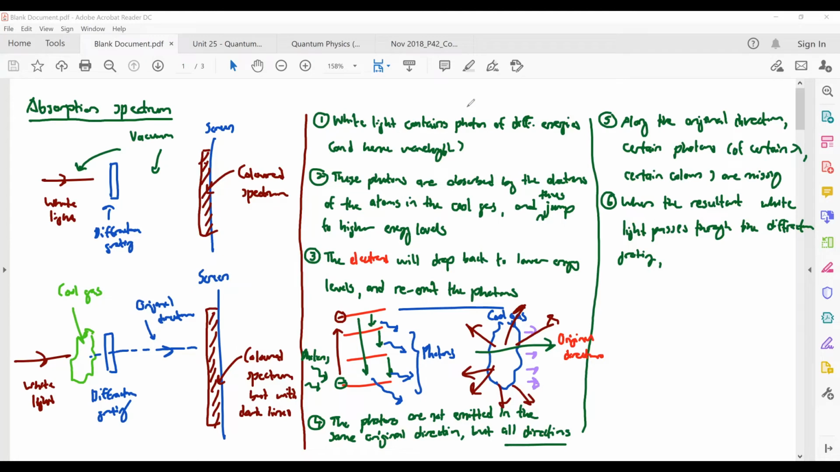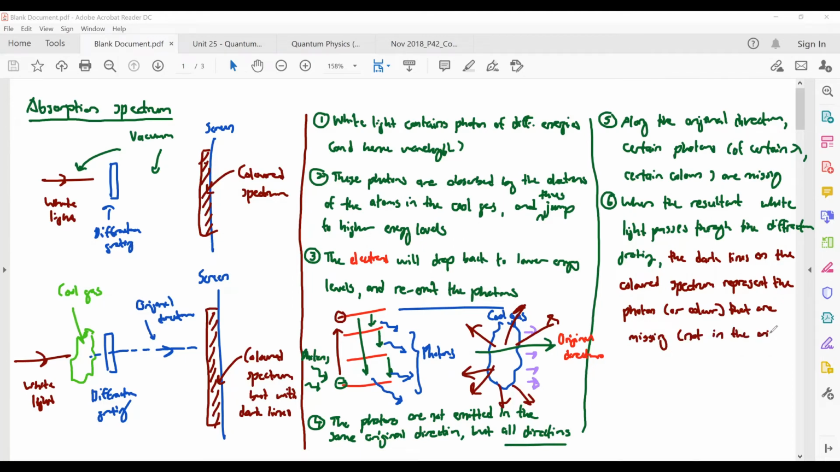When the resultant light passes through the diffraction grating, the dark lines on the colored spectrum represent the photons or color that are missing, because they were emitted in a different direction.